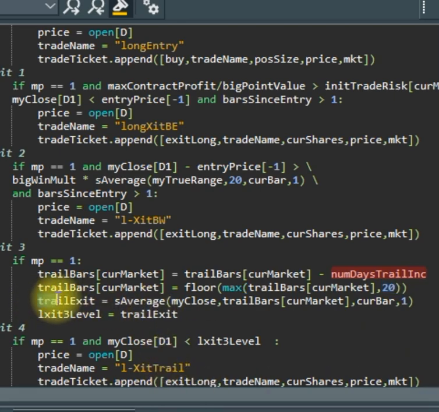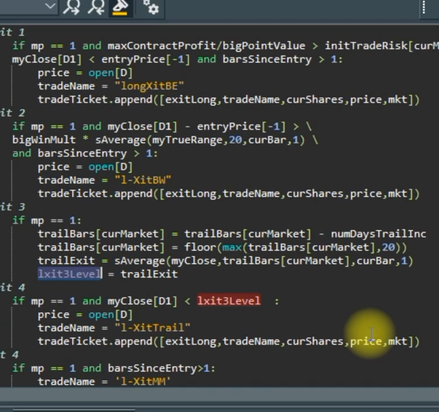So my trail exit is going to be equal to the moving average, S average, which is simple average, of my closing prices, whatever trail bars current market is at this point, because we're decrementing it, and it's on a current market basis or per market basis, the current market offset by 1. This trail exit is going to be assigned to L exit 3 level.